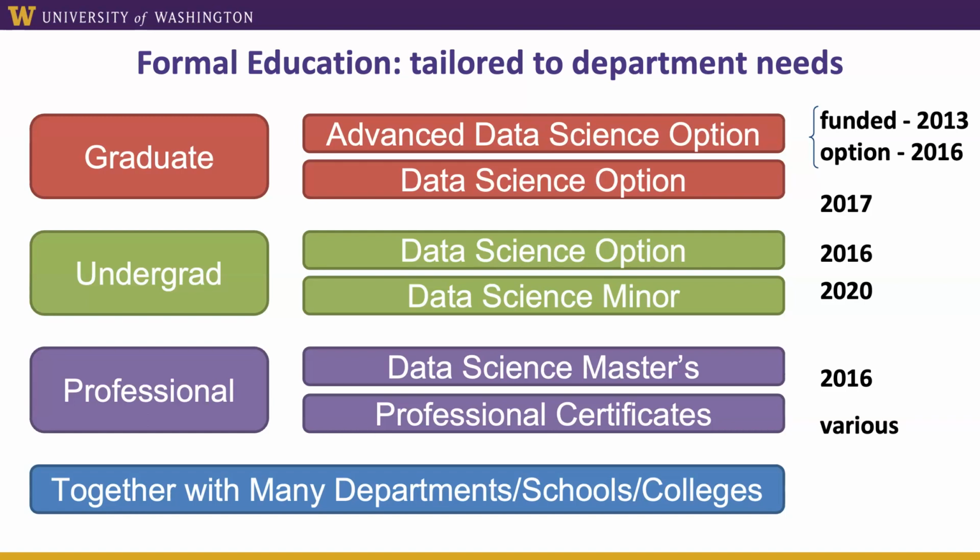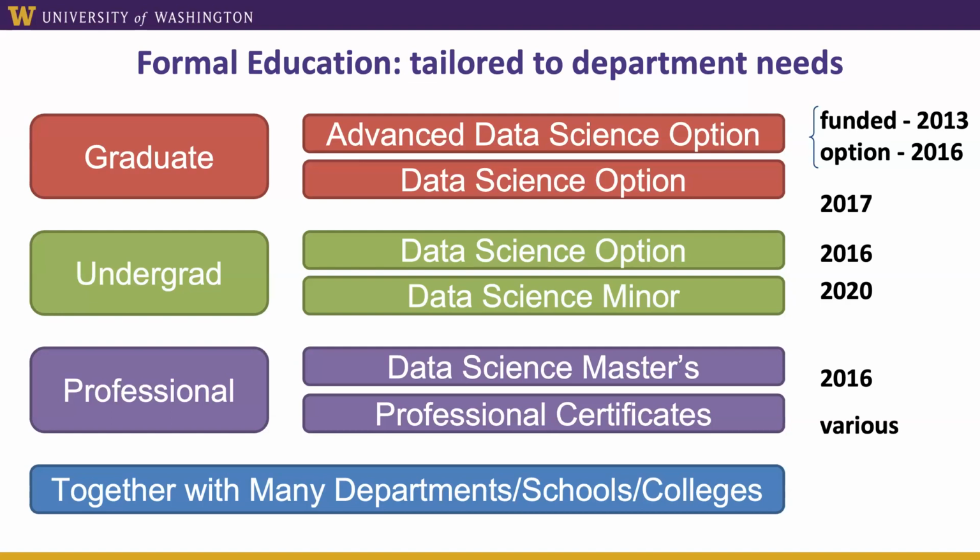So a student is still getting a degree in their primary space, but they have this option, which is transcriptable, meaning it shows up on their transcript when they graduate as a specialization in data science. The initial option we did at the advanced graduate level. It quickly became clear that the advanced data science option is kind of the highest level courses, and I'll show these to you in a minute, across these primary areas of data science.